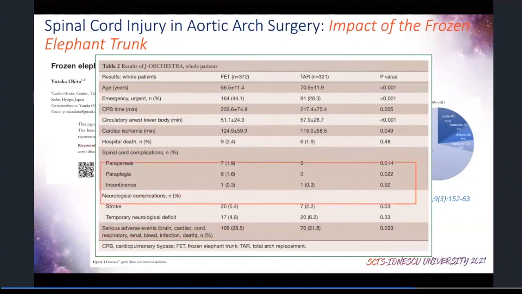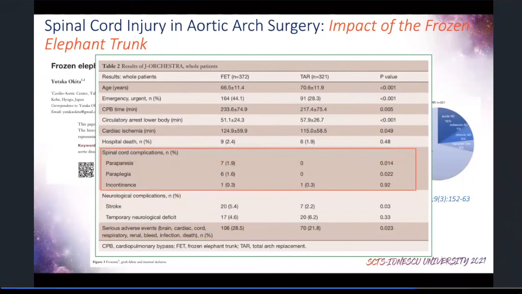But what was very interesting is that there was a significantly higher incidence of paraplegia, spinal cord injury in the frozen elephant trunk group compared to patients that had a total arch replacement only without an elephant trunk, despite the higher circulatory arrest times in the total arch replacement group.